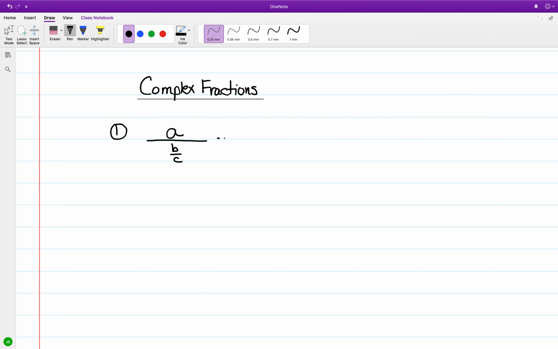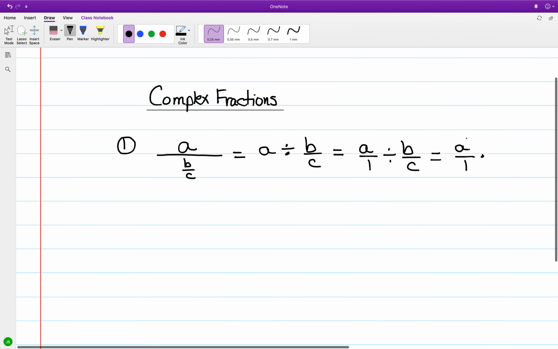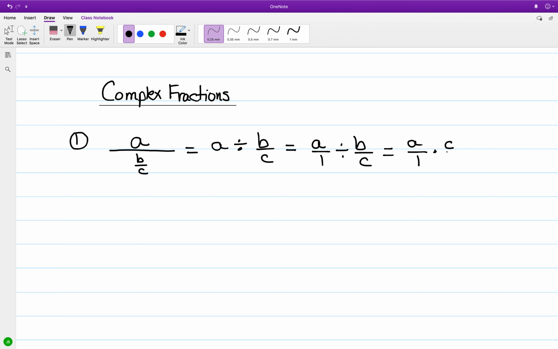All over b over c, as a division statement, so you have a divided by b over c, and you can write this as a over 1 divided by b over c. If I write this statement in terms of multiplication, I have a over 1 times c over b, and for the final result, this will be ac over b.